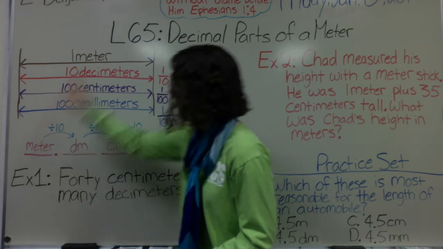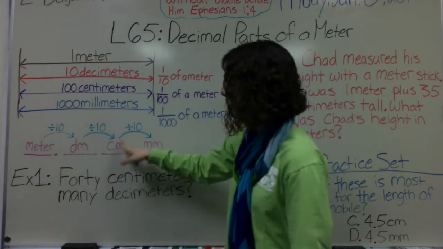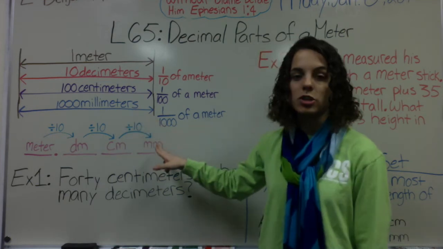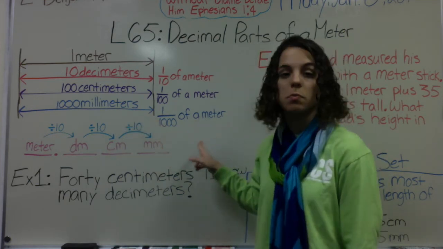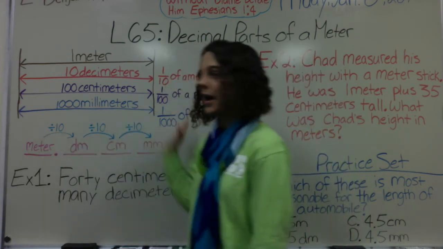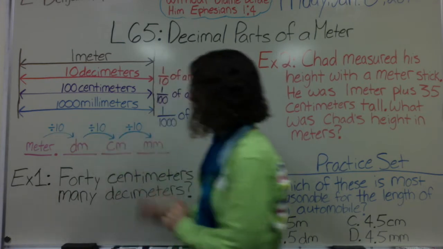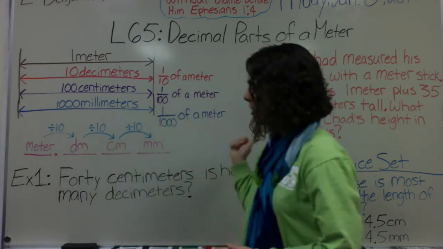Again, when we move to the right, we're dividing by 10 each time, so it becomes a smaller unit of measurement the farther we go to the right of the decimal. When you go towards the left, it becomes larger. Multiply going left, dividing going right.